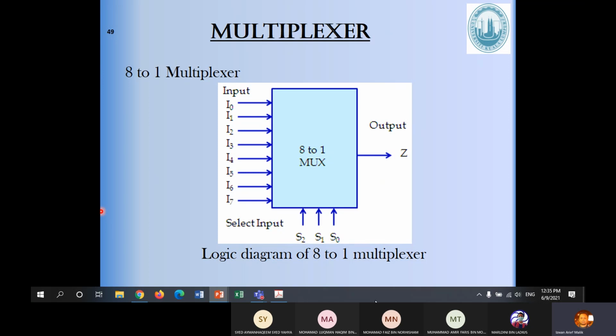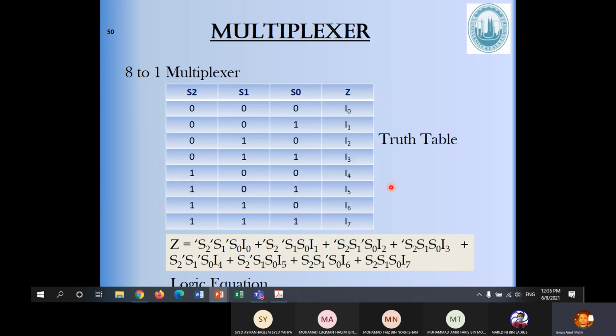Alright, so this is the block diagram. S2, S1, S0, I0 until I7, and then the output is Z. This is the truth table. So it becomes more complex because we now have 3 selection bits, which start from 0, 0, 0 up until 1, 1, 1. Okay, so just arrange I0, 0, 0, 0, I0, 0, 0, 1, I1 until 1, 1, 1, I7. Then you may obtain your logic equation. Just read from each of the rows and then add them.